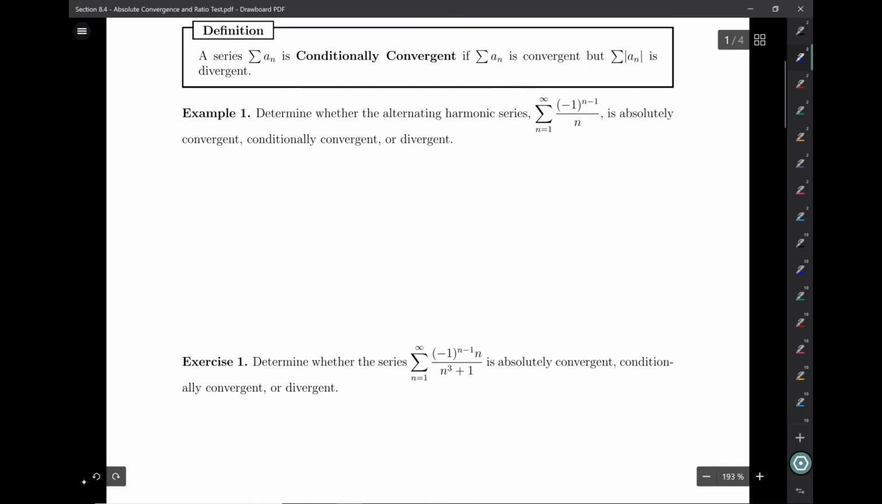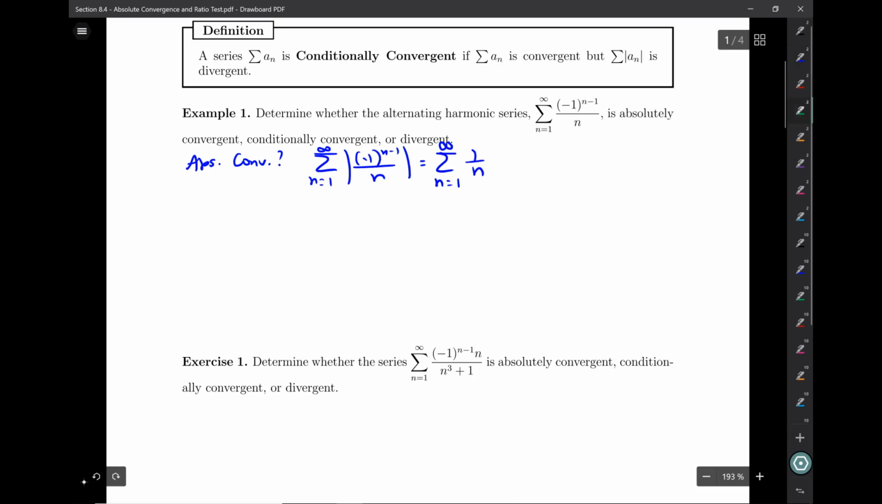In order for it to be absolutely convergent, what we would need to have happen is that the series of the absolute value of the terms converges. If this series converges, then we can say that the alternating harmonic series converges absolutely or is absolutely convergent. You can say it either way. If we take the absolute value of all of the terms, what we're essentially doing is removing the alternating factor, and now we no longer have the alternating harmonic series, but we have the harmonic series, right?